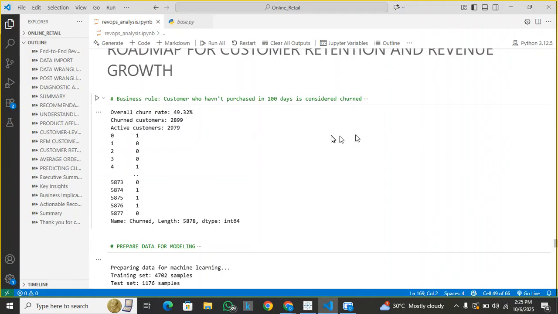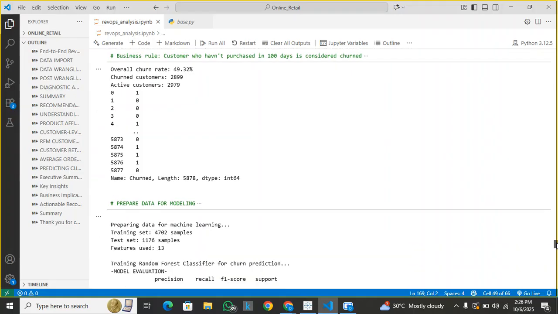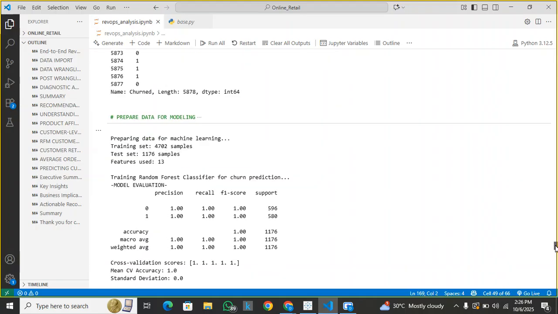So the business rule can be changed depending on the business, right? But for this business, it is 100 days. A customer who hasn't purchased in the last 100 days is churned.